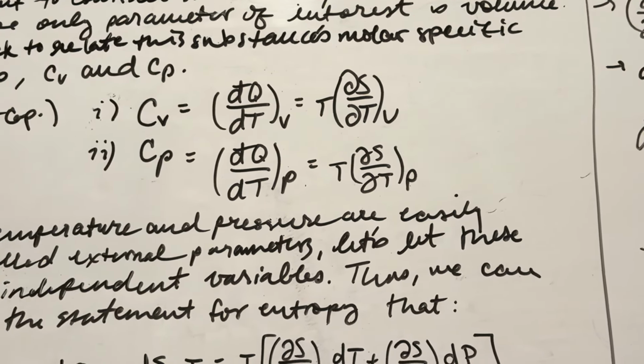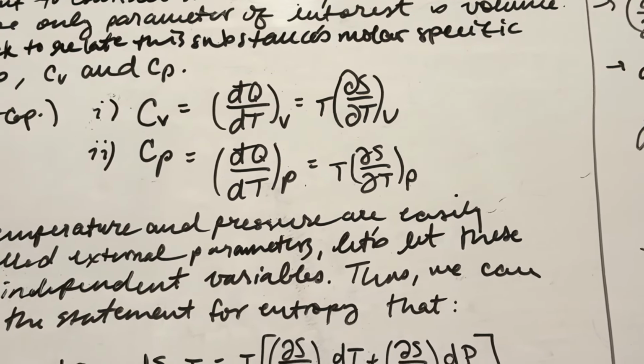So since we have easily controllable external parameters in our temperature and in our pressure, what we can do is that we can let those be our independent variables for this particular calculation, right? So we can essentially expand our dS term for our entropy in our equation for a change in heat, dq.